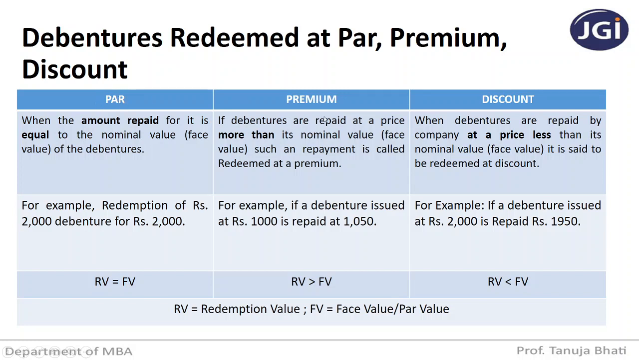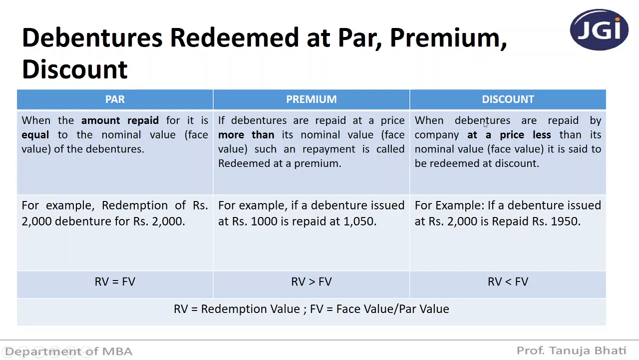Now when you are repaying it at a price more than the face value, such repayment is called redeemed at premium. Suppose debentures are issued at 1000 rupees and it is repaid at 1050. So it is repaid at a value more than the face value. Face value is 1000 and it is repaid at 1050. You are paying an extra 50. So when the redemption value is more than the face value, it is said to be repaid at premium.